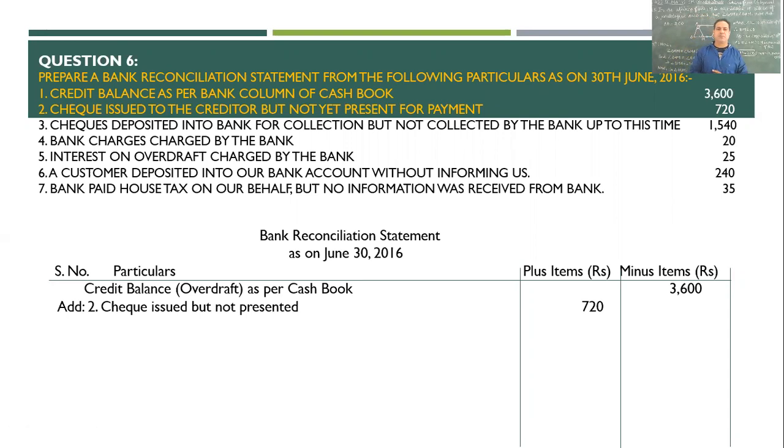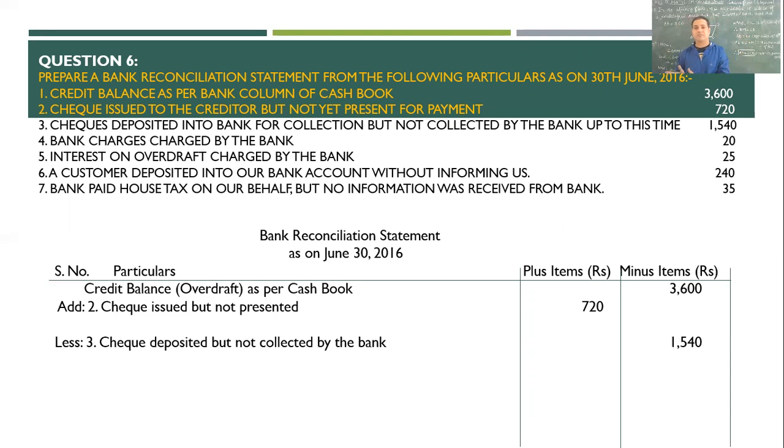Next, cheques deposited into the bank for collection but not collected by the bank up to this time, 1540. We have deposited some cheques into the bank, so we increase the balance of the cash book, but in the bank it is not credited, so the balance of the bank is lesser than the cash book, so we will also deduct it, so it goes to the minus side. Next, bank charges rupees 20. The bank deducts bank charges of rupees 20, so it is deducted from the bank, so we also deduct it from the cash book, so it also goes to the minus side.